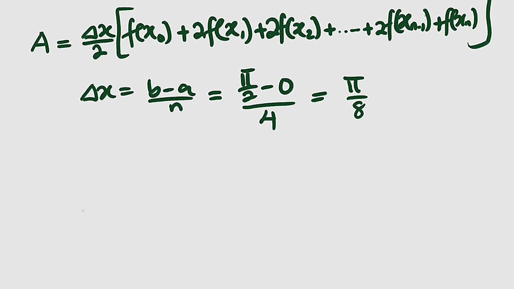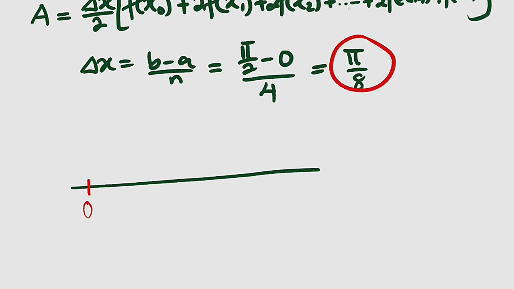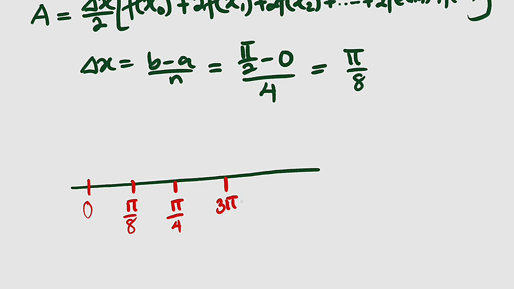So let me use a number line here. Remember, we are going to start with the lower limit, which is 0. Then you add pi over 8, you have pi over 8. You add another pi over 8, you have 2 pi over 8, which is pi over 4. You add another pi over 8, which is 3 pi over 8. You add another one, you have 4 pi over 8, which is just pi over 2. Remember to start with the lower limit and stop at the upper limit.